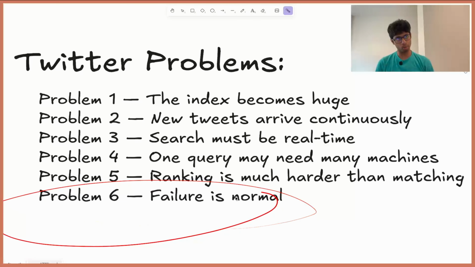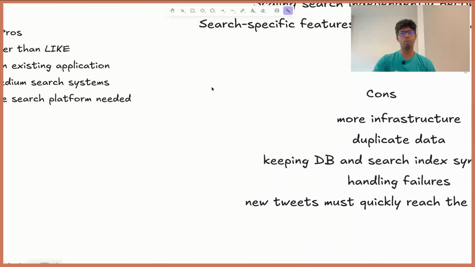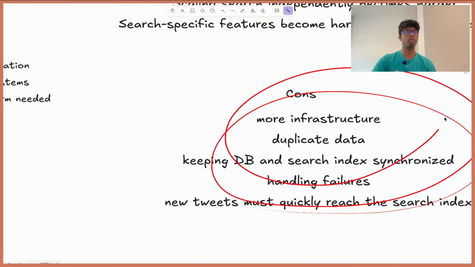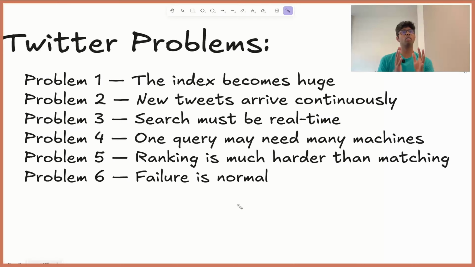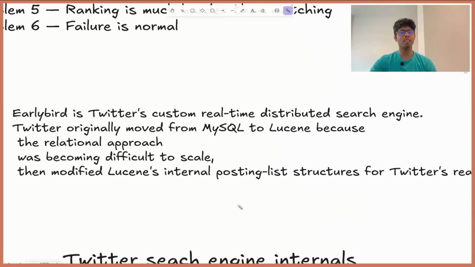So these are the Twitter problems, and these are the normal problems with inverted indexes while we are managing our separate search indexes database. Now we understood all the problems. Now we are going to talk about the solution and how we are going to tackle all these problems one by one. So the solution is Earlybird.